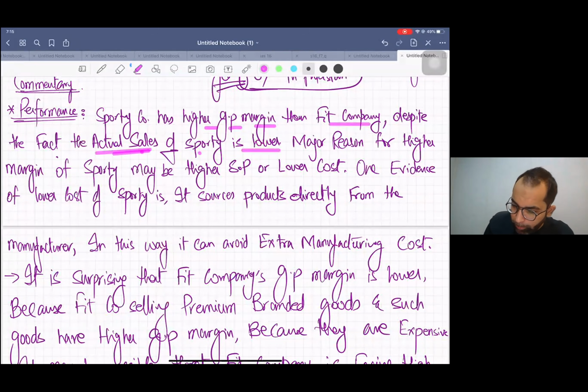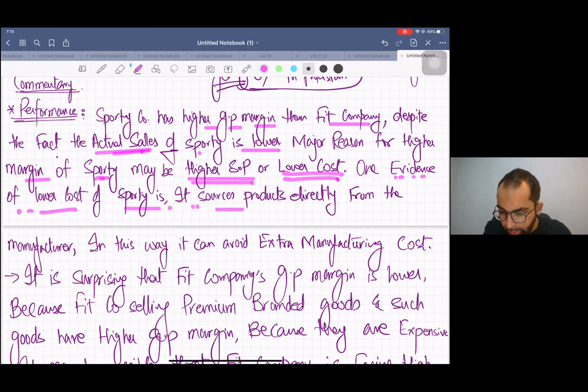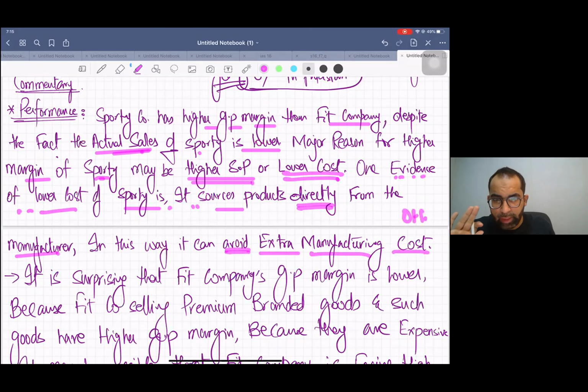Now, major reasons for the higher margin of Sporty may be higher selling prices and lower cost. One evidence of lower cost of Sporty is that it sources products directly from the manufacturer. In this way, it can avoid extra manufacturing cost or manufacturing overheads. Go slow, read it, take your time. We already discussed each and everything.